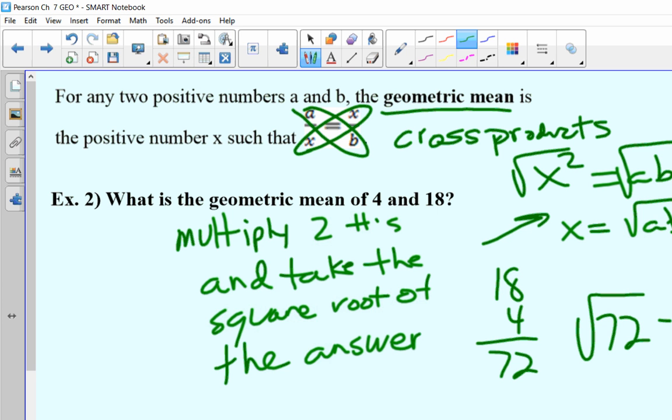Okay, and 72 is not a perfect square, so if you put this into your calculator, the square root of 72 is somewhere between 8 and 9. 8 times 8 is 64. 9 times 9 is 81. I think it's closer to 64, but not by much. So I'm going to guess it's 8.4. If you want to put that in your calculator, you can tell me if I'm wrong or not. So 8.4 is the geometric mean of those two numbers. We have to do that for what we're going to do, so we want to make sure we kind of know what we're doing here.